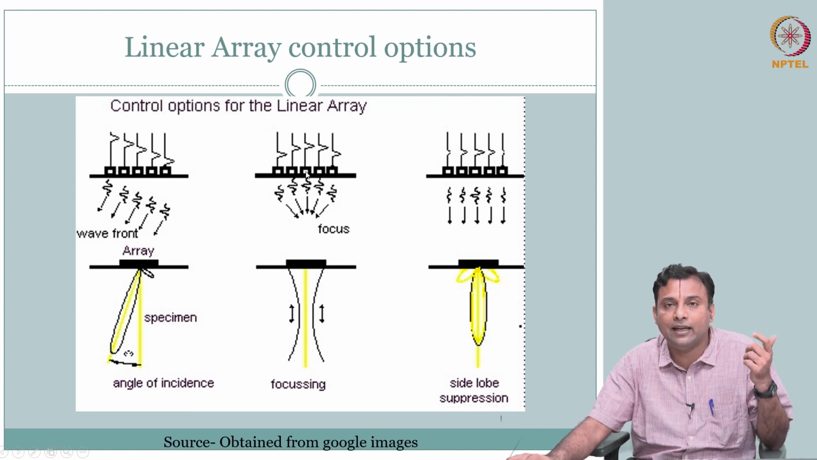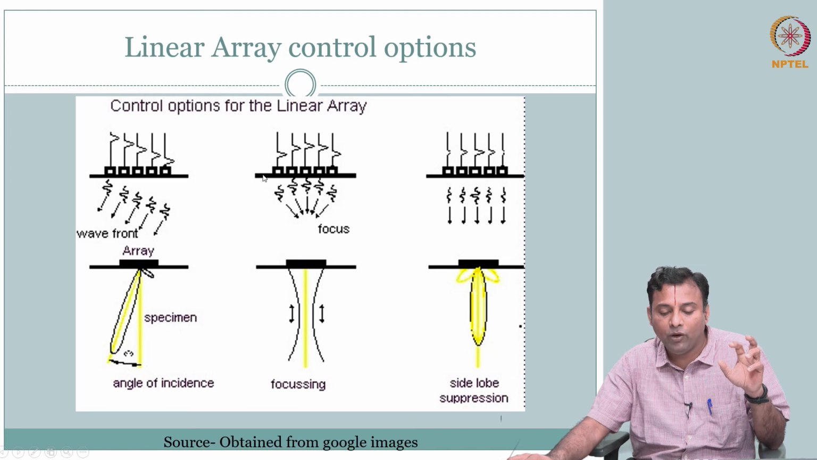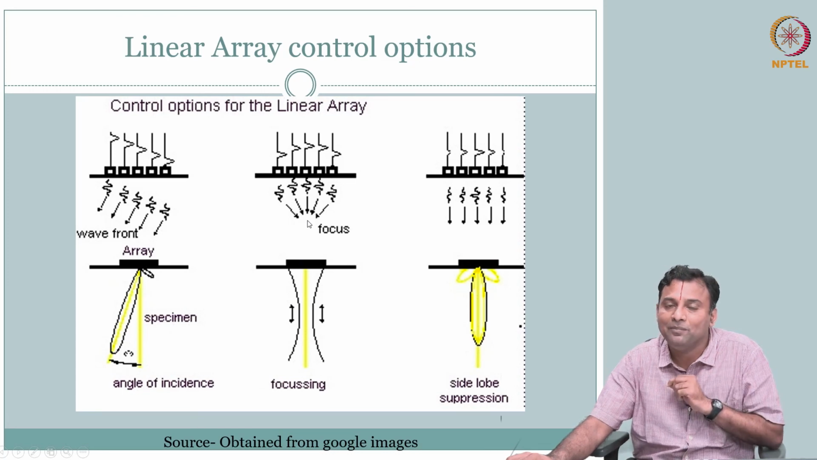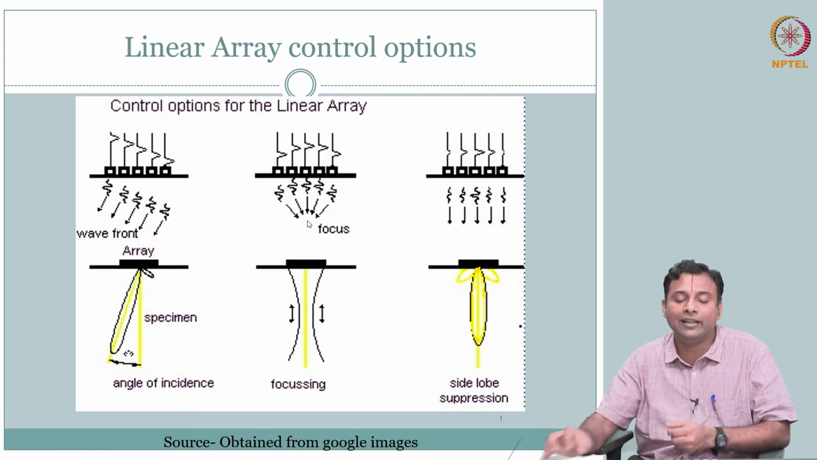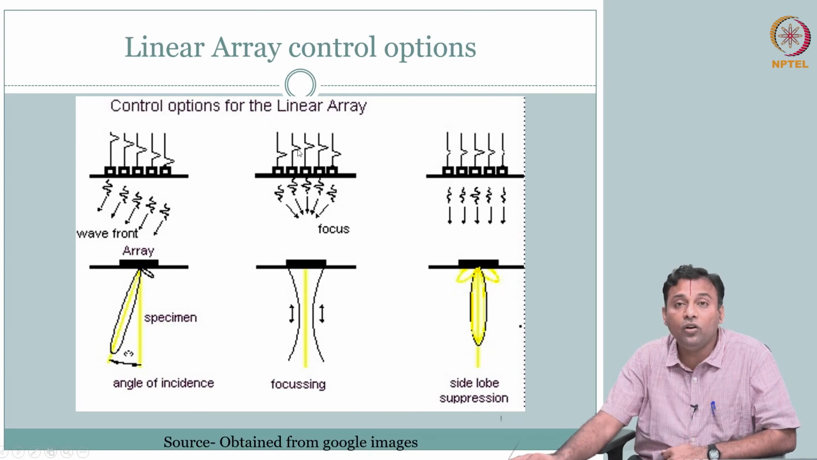So if I want everything to come to focus at a particular location, I can excite this one last because it has to travel the least distance, since all of them assume the same speed in the material. This I have to send earlier, this I have to send earlier, probably symmetric. Then gradually reduce the time, send after some delay, and finally you send this one. What will happen? All of them will leave the transducer at different times, but they will all reach a particular location at the same time, so they are all focused and add up coherently at that location. So you can control all this.